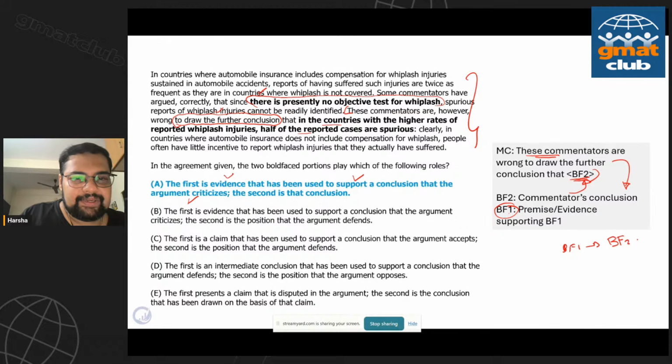Let's look at the second part. The second is that conclusion. Notice the word that. It's not talking about the conclusion. It's that conclusion.